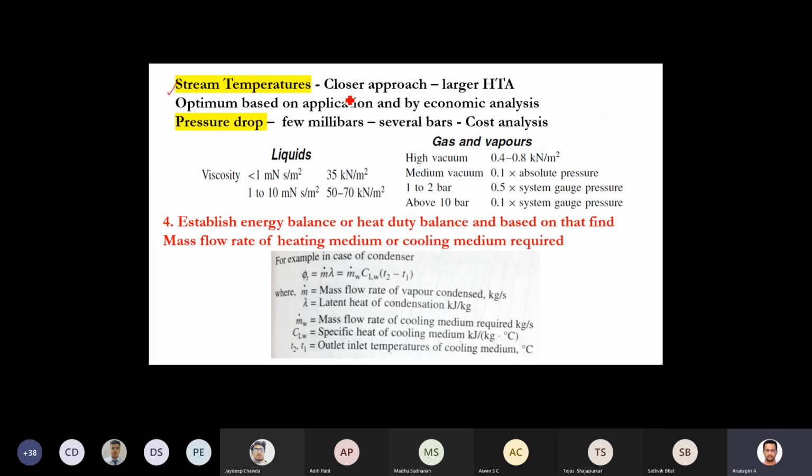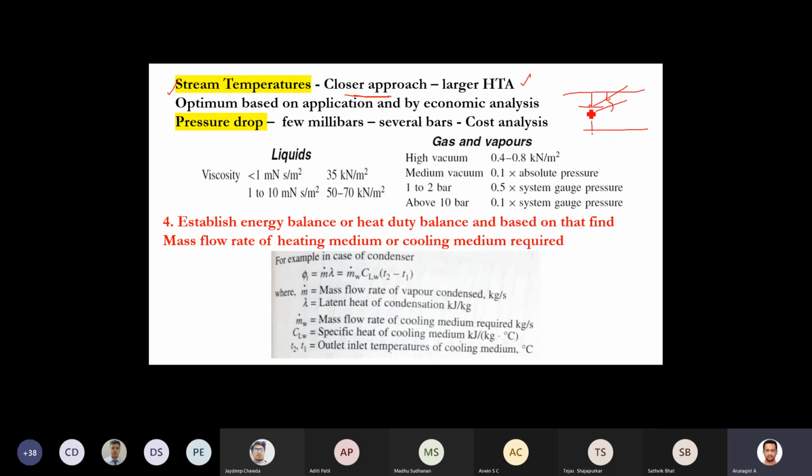So here you have to show the closer approach. Approach means, you know, this is your hot fluid and cold fluid. Okay. So this one will say about approach. Whenever the approach is very small, what happens? It will reflect on your heat transfer area. The heat transfer area will increase. That is approach. So this is range.